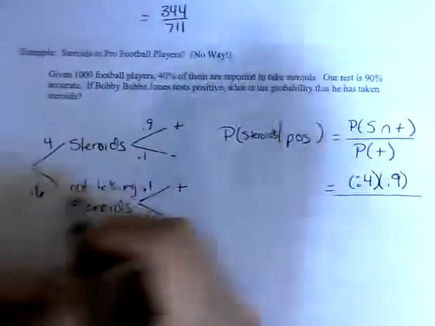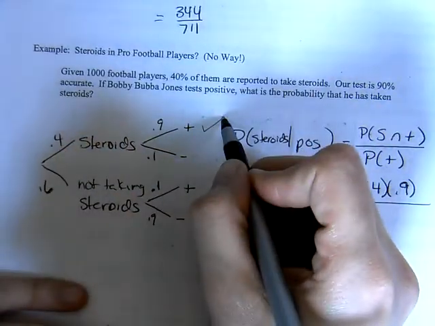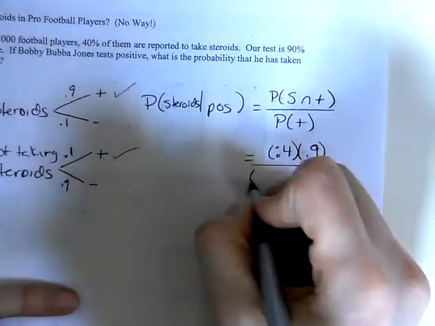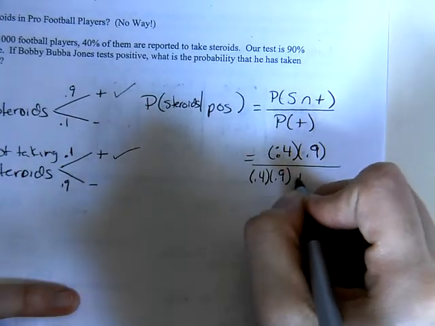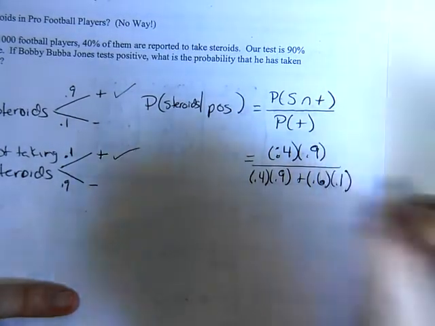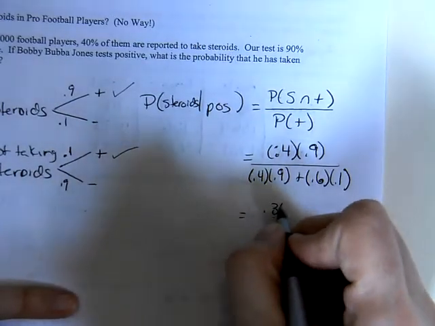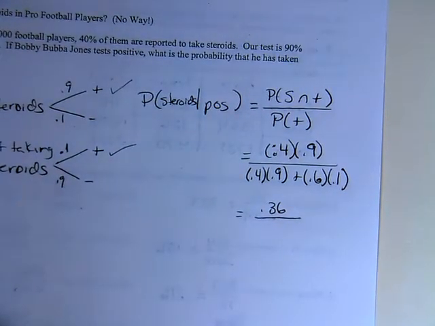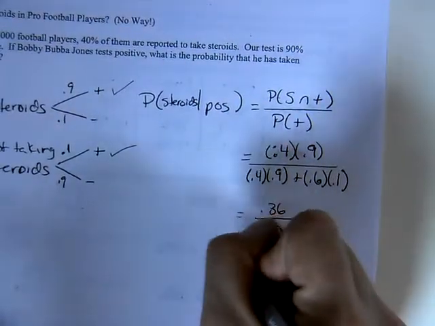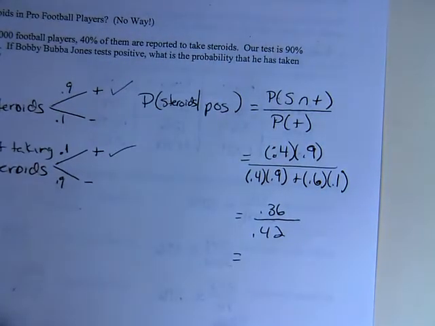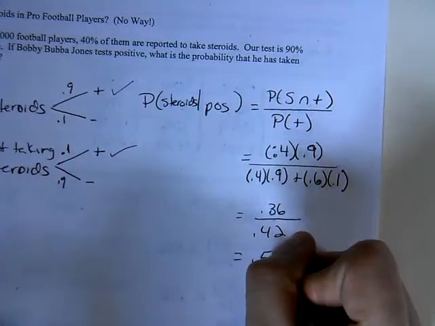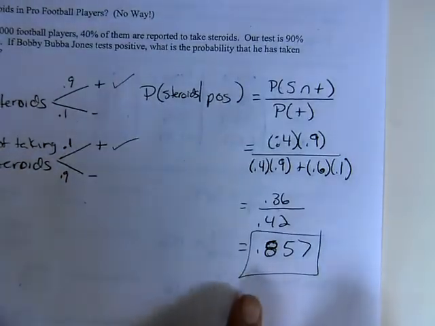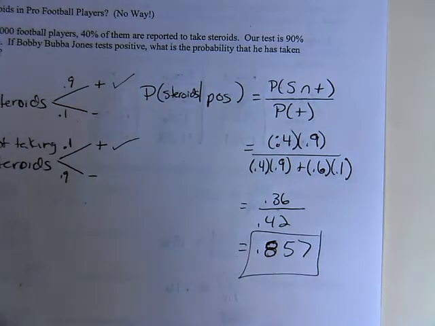Now, the probability he tests positive, there's two ways for that to happen. He can be taking steroids and test positive, or not taking steroids and have a false positive. So we're going to multiply and add. So 0.4 times 0.9 plus 0.6 times 0.1. So this is 0.36 over 0.42. So you get 0.8857. So about an 89% chance that if he tests positive that he's actually taking steroids.